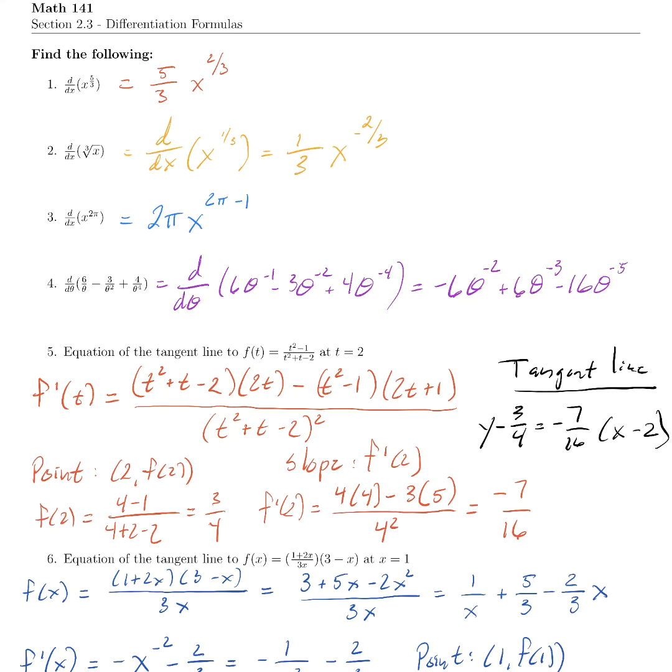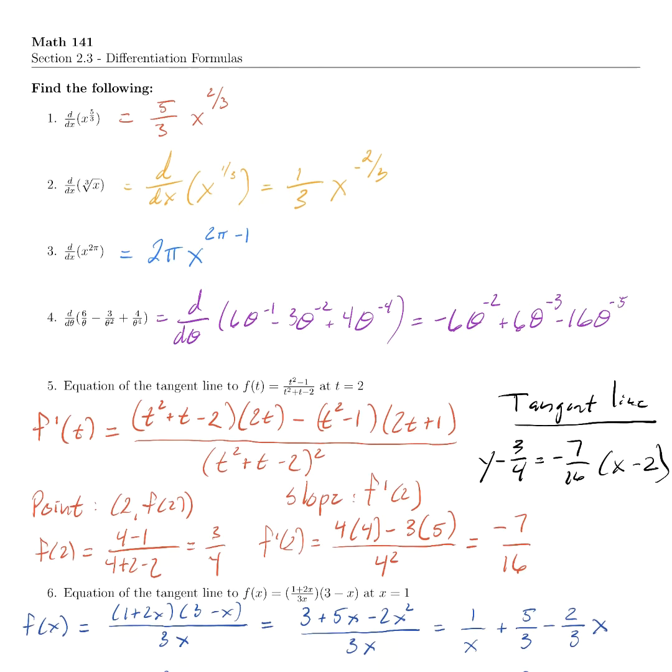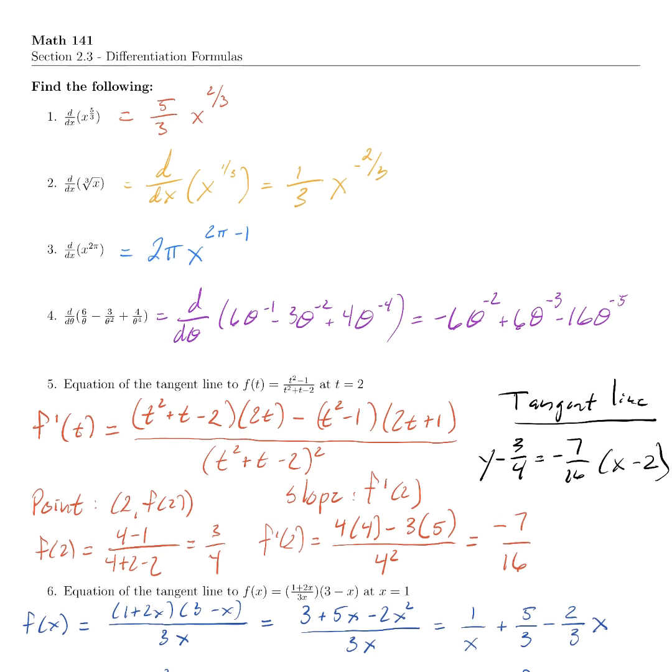Okay, here are the solutions to the section 2.3 activity on differentiation formulas. So we're looking at the power rule, the quotient rule, and the product rule. The first three questions here are really direct applications of the power rule. The exponent comes down in front and becomes the new coefficient, and we go to 1 less power.